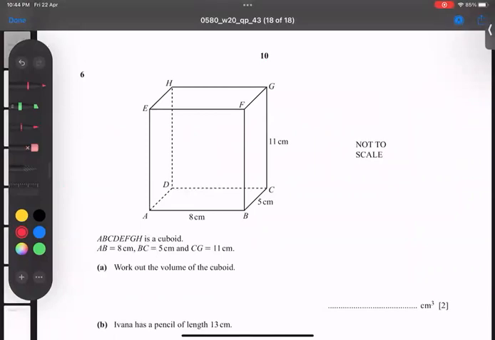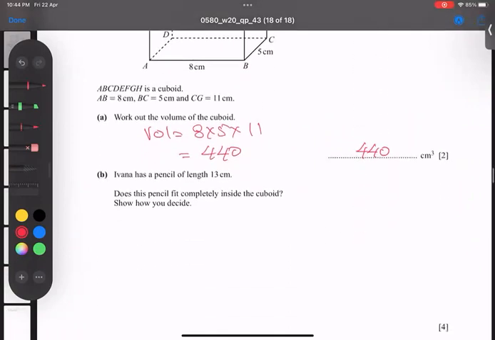So volume of a cuboid. Every person knows the volume formula for this kind of shape is cross-sectional area times height, or length times width times height. So same thing: 8 times 5 is 40, and 40 times 11 is 440. So we got 440 centimeters cubed.